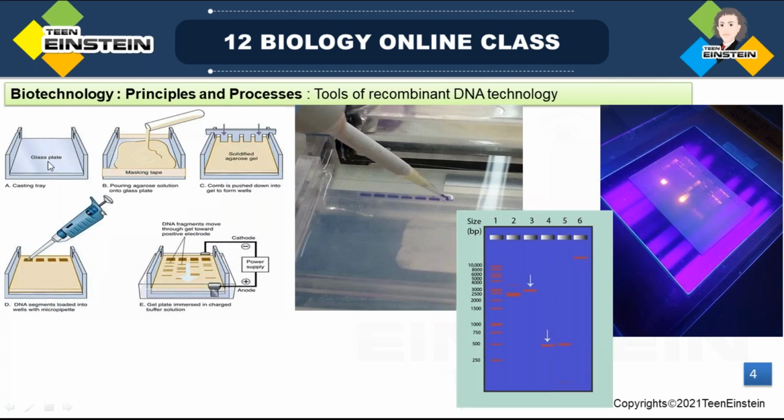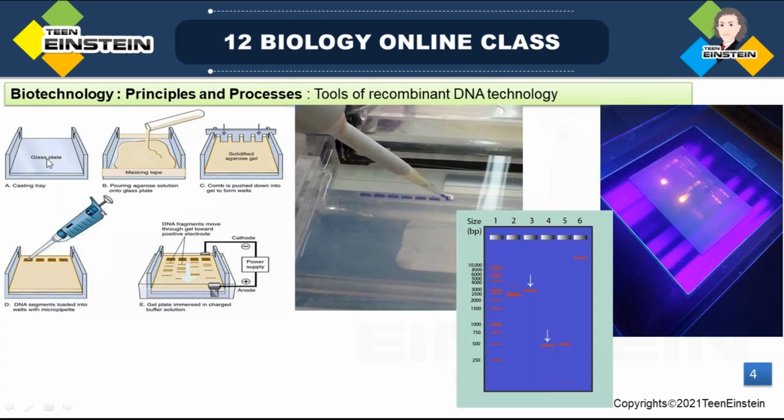Here in the first picture, an electric current is used through this gel with the help of a buffer. This electric current will pass, and that will move the molecule. See, here we are loading that DNA, and it will move. The movement depends upon the size and charge. Smaller molecules will move very fast compared to the larger ones.